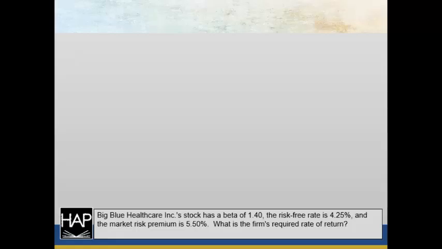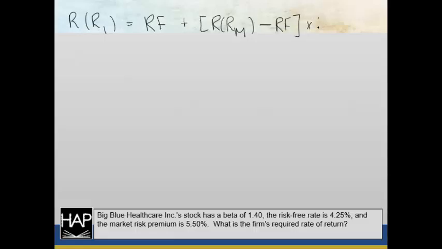In order to find out what Big Blue Healthcare Inc.'s required rate of return is, we can use the formula provided by the security market line. The formula says that the required rate of return on any stock is equal to the risk-free rate plus the required rate of return on the market minus the risk-free rate multiplied by beta.